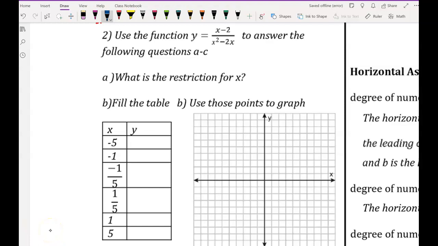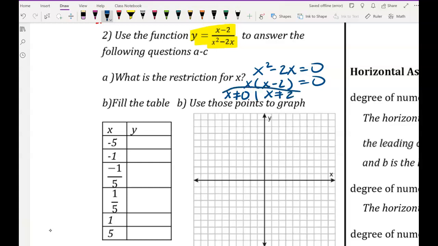This example 2 is similar. It says use the function y equals (x minus 2) divided by (x squared minus 2x) to answer the following questions. So it says what's the restriction for x, right? To take the restriction, we take the denominator, set it equal to 0, factor it out, and take each factor equal to 0. So clearly the first one, x can't be 0, and the second one, x can't be 2. So we have two restrictions that x could never be.